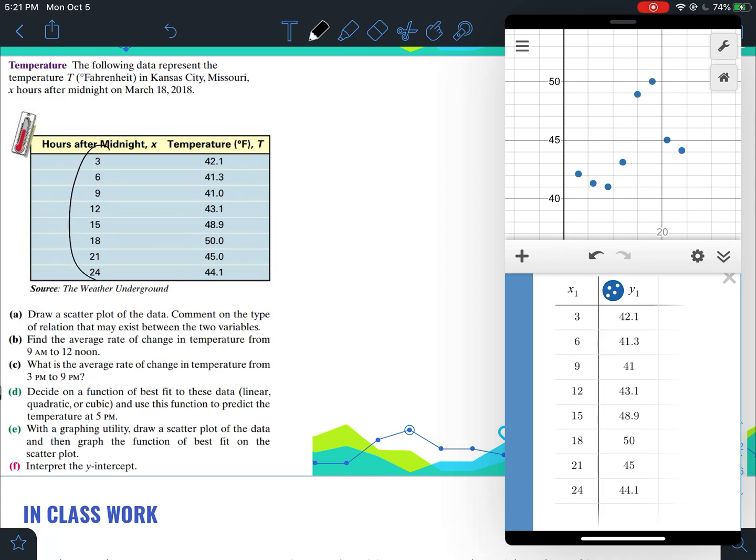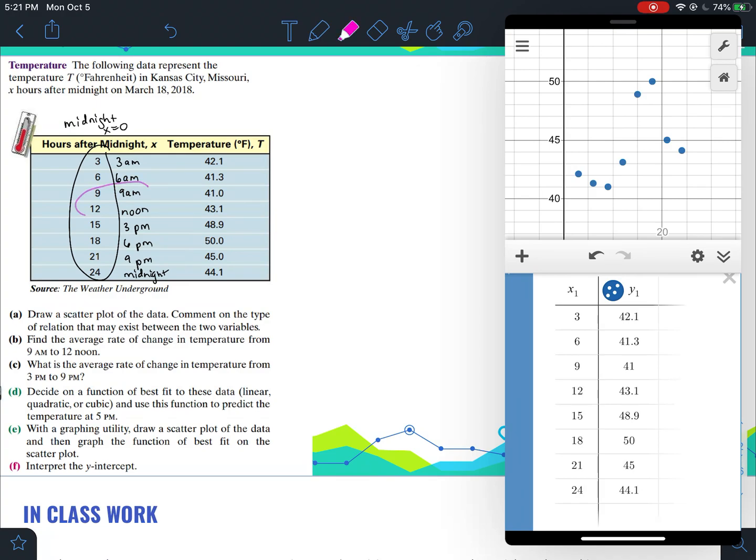Find the average rate of change from 9 a.m. to noon. So these are hours after midnight. If midnight is x equals 0, then 3 hours after midnight is 3 a.m., this would be 6 a.m., this would be 9 a.m., this would be noon. 3 hours after noon would be 3 p.m., 6 hours after noon would be 6 p.m., this is 9 p.m., and then this is going to be midnight of the next day. So those times are hours after midnight. If you're 3 hours after midnight, you're at 3 a.m., and so on and so forth.